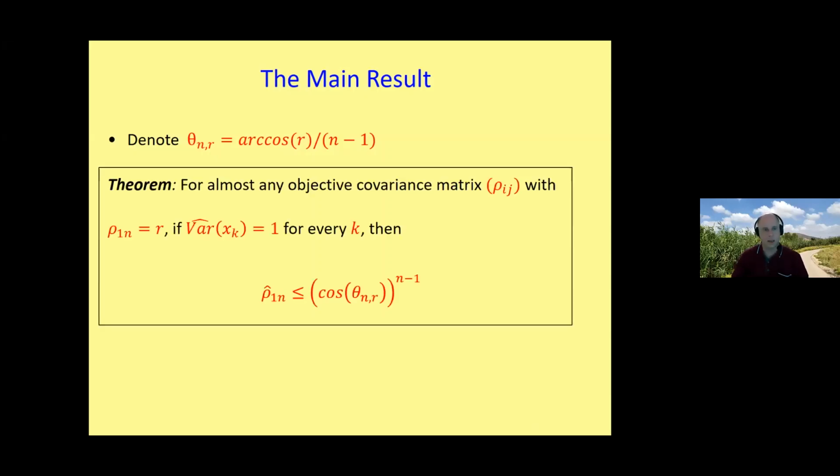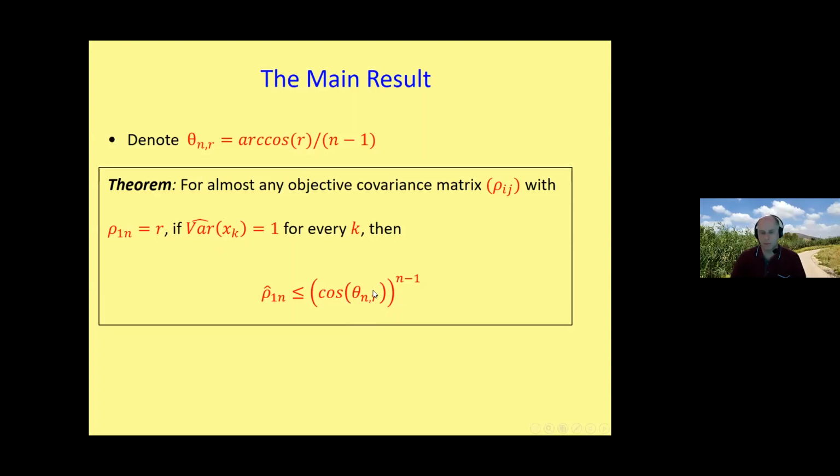And here's the result. And you can see that we like the result. We even put a nice rectangle around it. So here's the result. Give me a generic objective correlation matrix rho, and I'll explain the genericity in a second. We think that we don't need the genericity for the result, but we don't know how to prove it without the genericity. So give me a generic correlation matrix, rho ij, with rho 1n equals R, because that's a parameter of the problem. If you have a recursive model with n variables, and the recursive model manages to satisfy the specification test, then this is the upper bound. This is an upper bound on the estimated correlation.